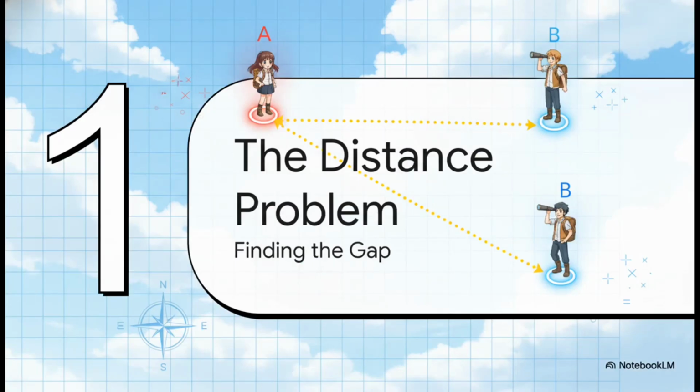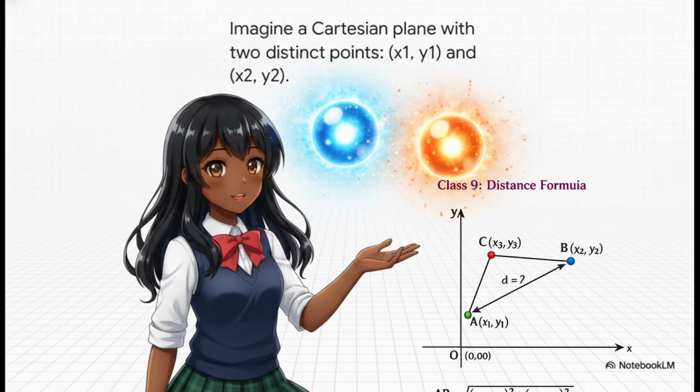Section 1. The distance problem. Okay, picture your standard Cartesian plane. Your classic x and y axes. Now let's drop two distinct points right onto that plane. And because we're looking for a universal rule that works every single time, we're not going to use specific numbers like 2 and 4. We're going to call the first point's position x1, y1, and we'll call the second point's position x2, y2. These can literally represent absolutely any 2 points in existence.